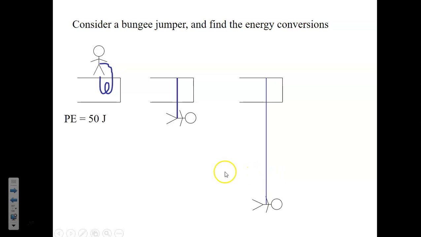So let's say he starts off with 50 joules of gravitational potential energy, and let's say that at this state he's got only 40 joules of gravitational potential energy. The question is, how much kinetic energy does he have? Well, he's got to have 50 joules of energy somewhere. So that 10 that he lost in GPE has got to show up as KE. So the answer is just 10. And at the very bottom, the elastic potential energy would be what? It would be the full 50 joules.